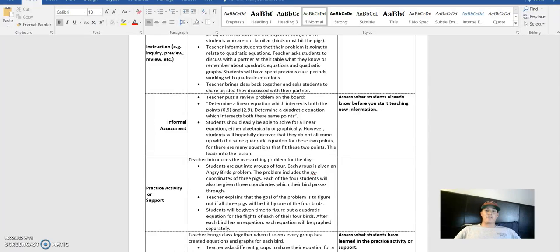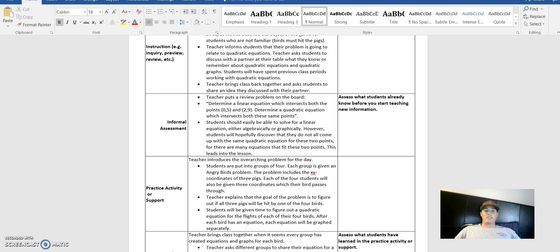But then the informal assessment: the teacher is going to put a review problem on the board, giving students 2 points and asking them to come up with a linear equation that goes through those 2 points, which hopefully, by the time students are in Algebra 2, sounds manageable. The second half of this problem would be for students to determine a quadratic equation which intersects these 2 points. And this is another huge piece of the discourse because ultimately there are multiple answers that work.